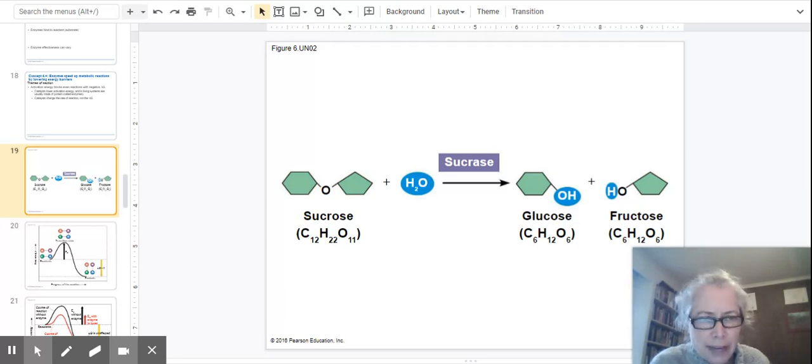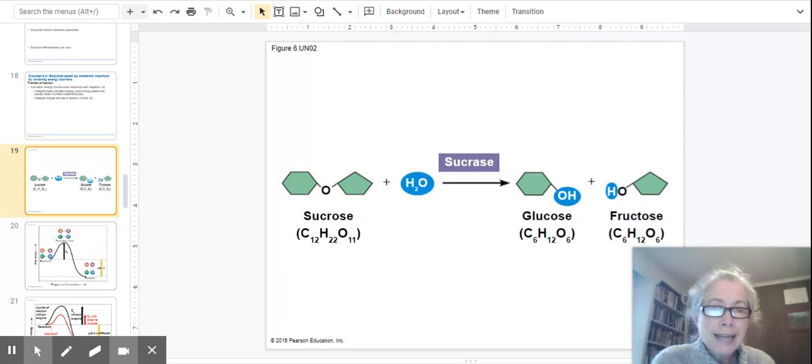Those two have the same chemical formula, but they are not the same chemical structure. They're actually mirror images of one another. And the reaction is made more likely by the enzyme sucrase. So you would write the name of the enzyme above the arrow that denotes the course of the reaction. On the left, you write the reactants, and on the right, you write the products. So that's standard notation for a chemical reaction.